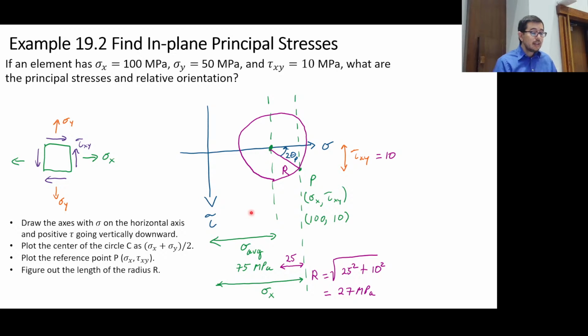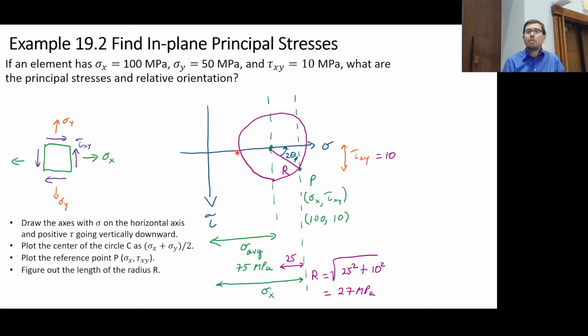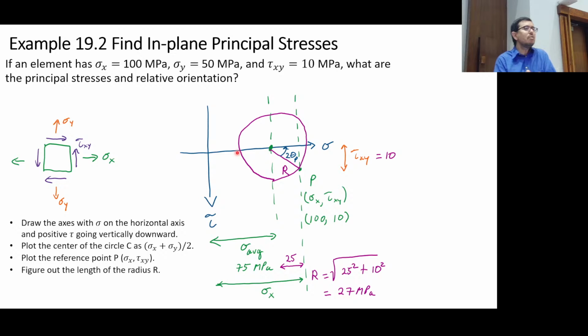So anyway, what's cool is that we know the radius. So what is sigma 1? What is sigma 2? We know the radius and we know the average. The relative orientation is a little bit tedious, but the calculation of what sigma 1 and sigma 2 are is really fast, because it's just the sigma average plus the radius.